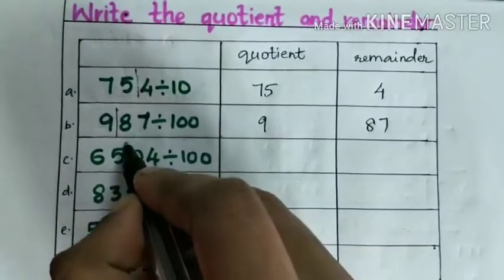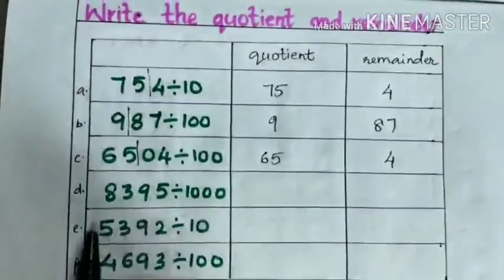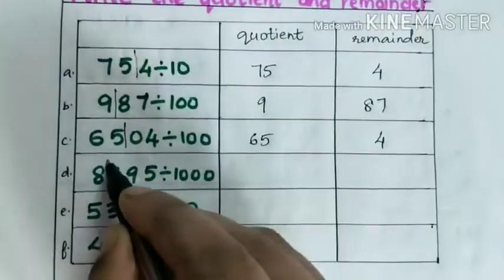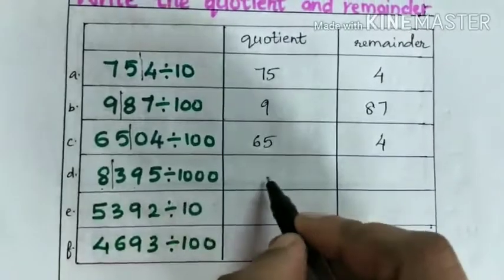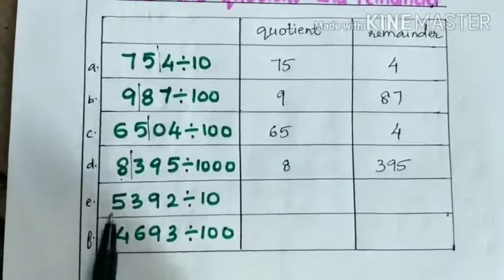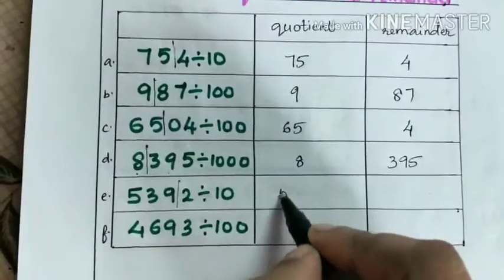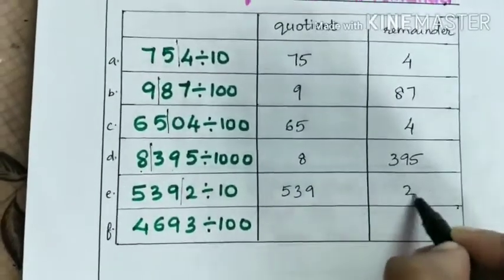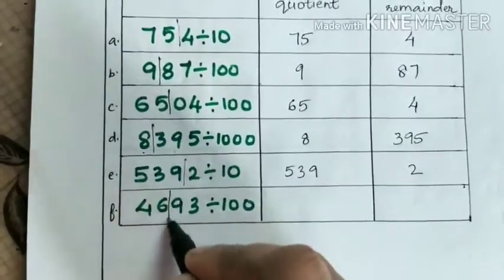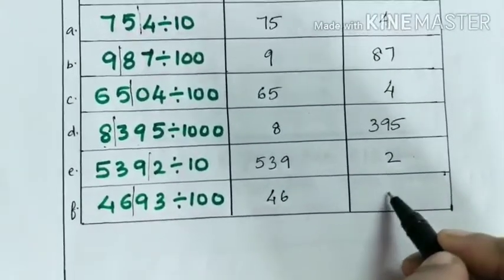6504 divided by 100. From right, separate the digits leaving 2 places. 65 quotient, 4 remainder. 8395 divided by 1000. From right, leave 3 places and separate the digits. 8 quotient, 395 remainder. 5392 divided by 10. From right, 1 place. 539 quotient, 2 remainder. 4693 divided by 100. From right, 2 places. 46 quotient, 93 remainder.